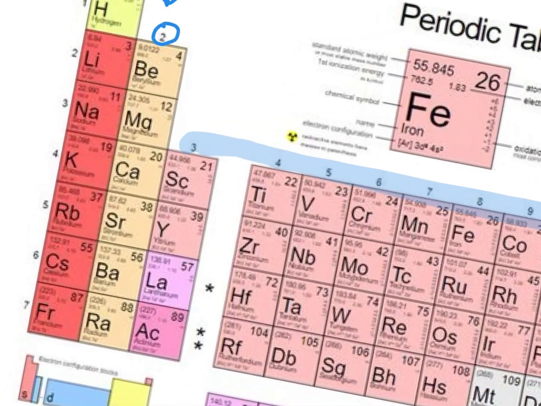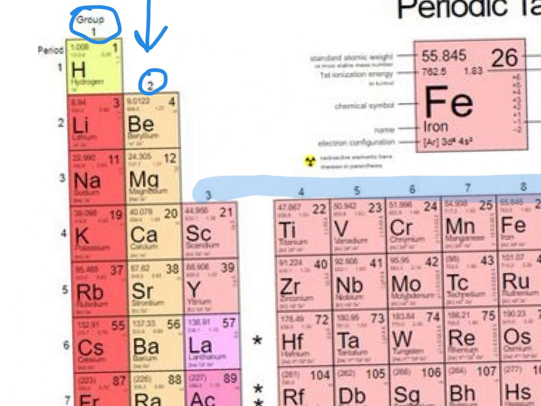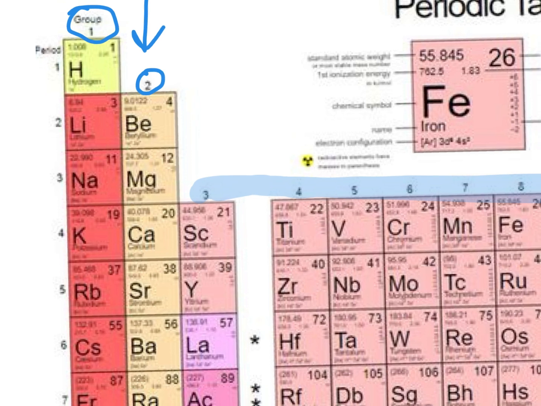Lithium has 3 protons because its atomic number is 3. You said 1 proton is hydrogen? See, look, there's hydrogen, and it's 1. 3 protons is lithium, 4 is beryllium, 11 is sodium, 12 is magnesium, 19 is potassium, 20 is calcium. You don't have to memorize it. They tell you on a table. All you got to do is read it. All right, that's it.